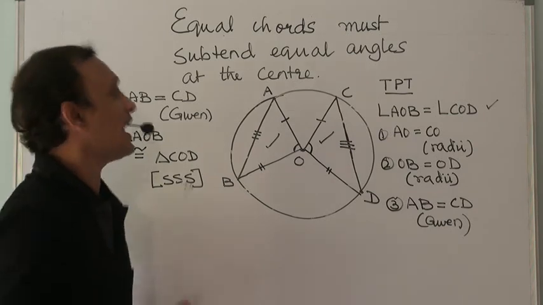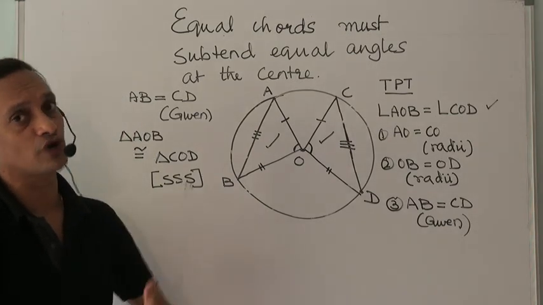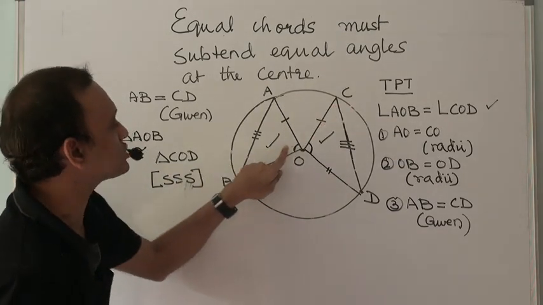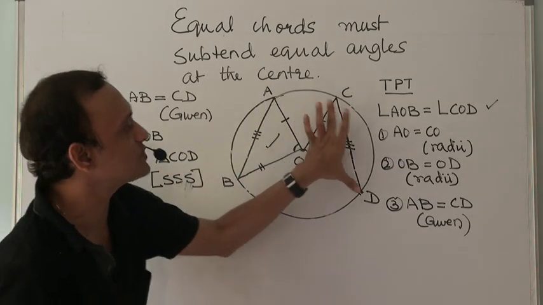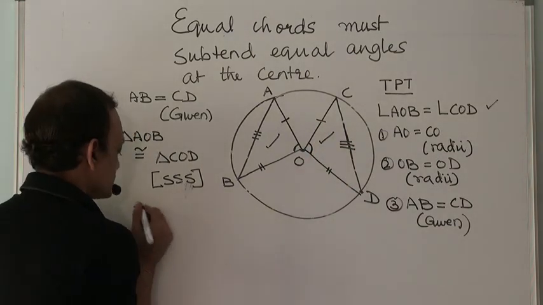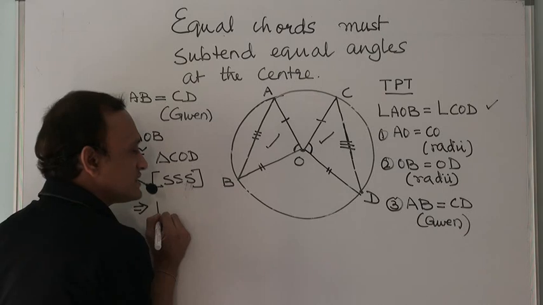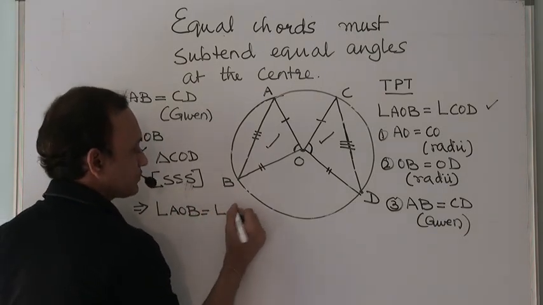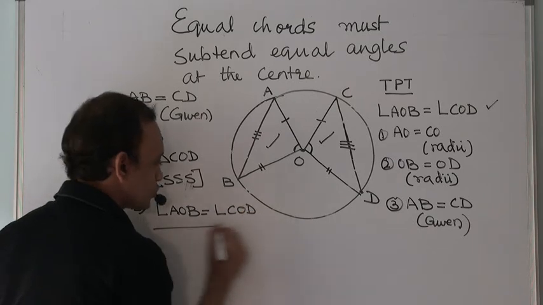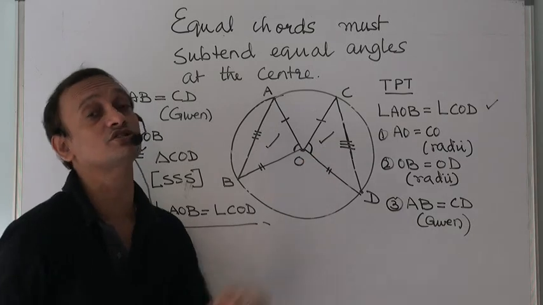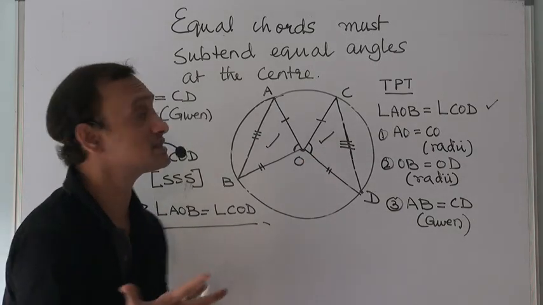Therefore, angles opposite to equal sides in the two triangles must be equal. Now, AB is CD. Therefore, the angle opposite to AB, that means this angle, must be equal to the angle opposite to CD, which is this angle. That means the simple conclusion out of congruency is angle AOB equals angle COD, which is what we set out to prove. The angle subtended by two equal chords at the center of a circle must be the same.